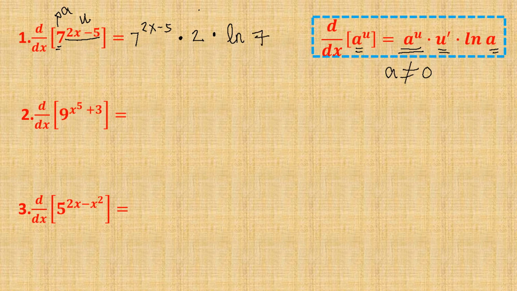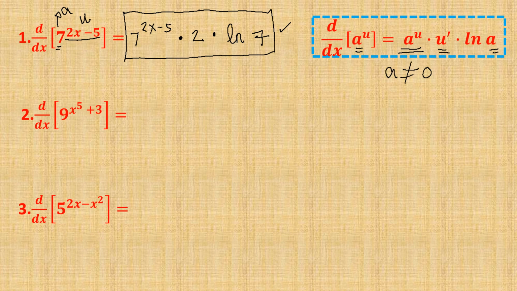Okay, so can we multiply them? No, we can consider this as our final answer. We cannot multiply the 2 and the 7 because 7 is inside a natural logarithm and the 2 is a constant. We cannot multiply it to the 7 because the 7 has a 2x minus 5. So we can consider this as our final. So let us proceed to number 2.